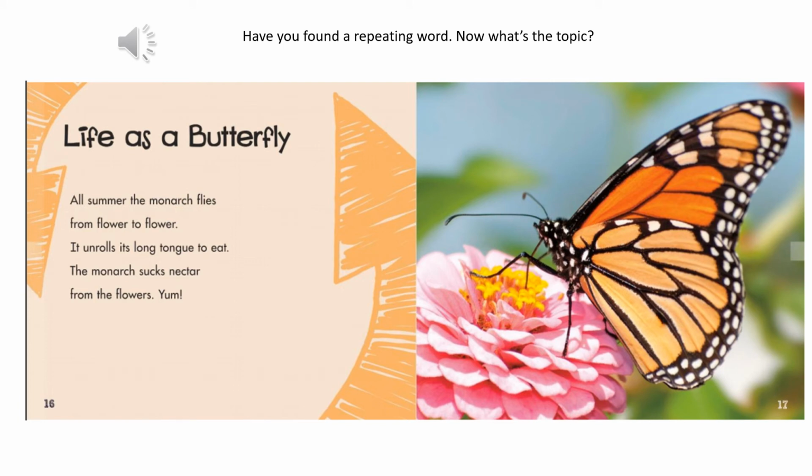Life as a butterfly. All summer, the monarch flies from flower to flower. It unrolls its long tongue to eat. The monarch sucks nectar from the flowers. Yum! Have you found a repeating word? Now think, what's the topic?